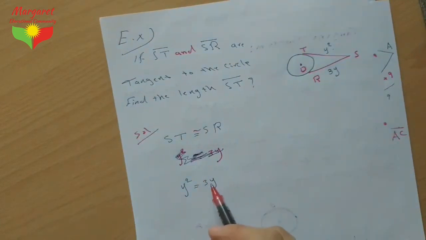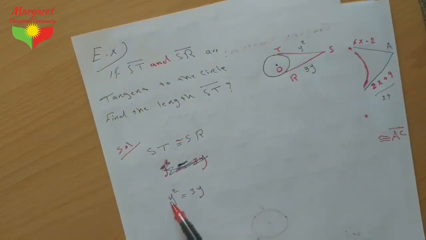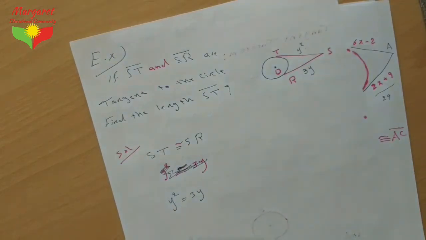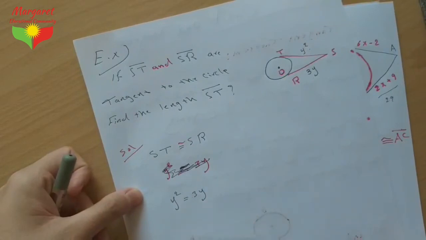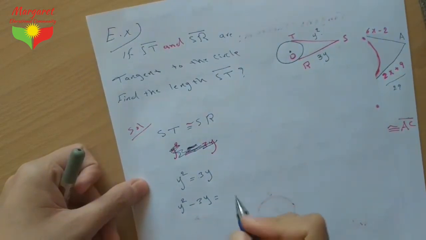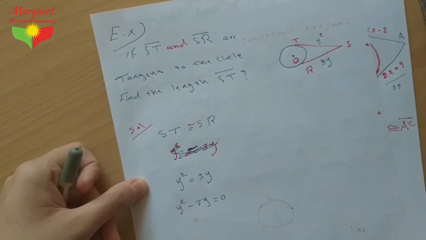given 3y to the y square. So the sign is positive, change negative. Y power 2 minus 3y is equal to 0.